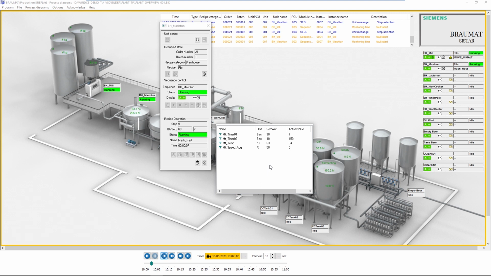We can install the replay mode on existing systems. This is a pure OS function. We don't have to upgrade the AS, so we can reconstruct a process description afterwards using the replay mode.